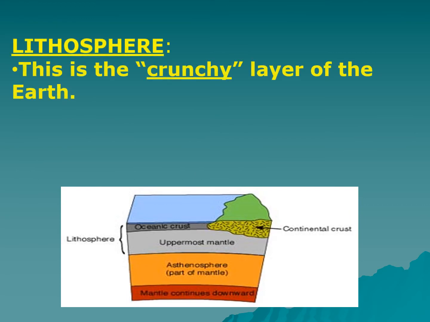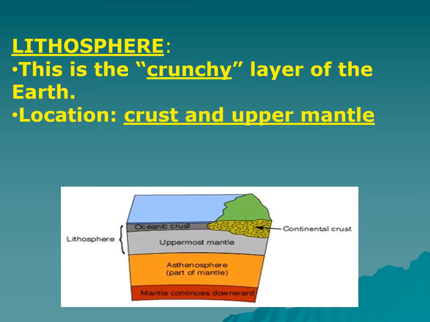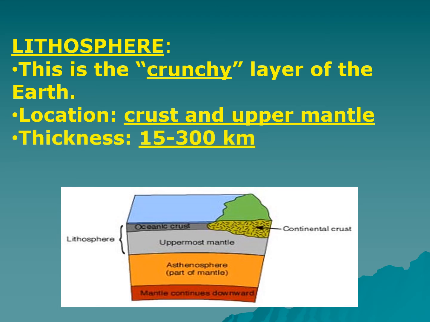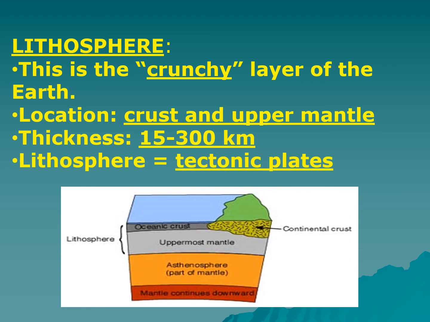The lithosphere is that crunchy layer on the top of the Earth where we live. We say crunchy because it's mostly dirt and rocks and all that stuff that kind of crunches when you walk on it. It's in the crust and the upper mantle. So there's just that little bit of upper mantle, and it's all of the crust, including the continental and the oceanic crust. It's about 15 to 300 kilometers. And it's where our tectonic plates are, and we'll learn more about tectonic plates in a little while.